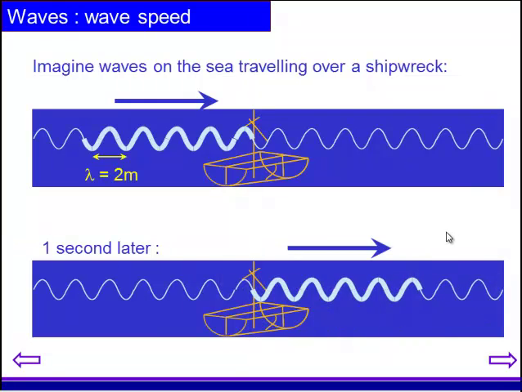I can gauge how many waves have gone past. So this time I'm going to count my waves back. I've got 1 complete wave, 2 complete waves, 3 complete waves, 4 complete waves, 5 complete waves. So that means it's 5 waves passed per second. So that's the frequency.